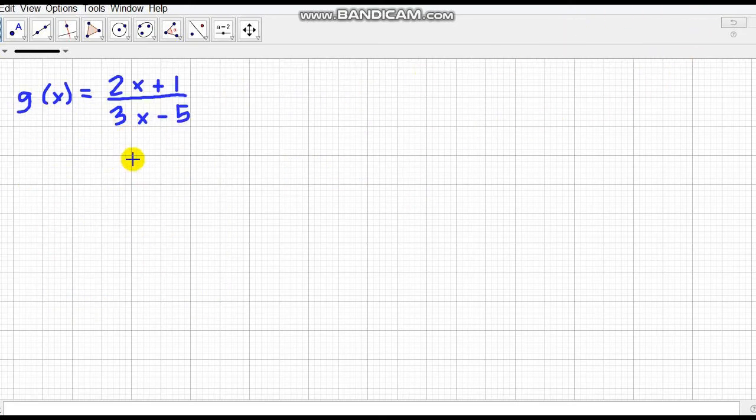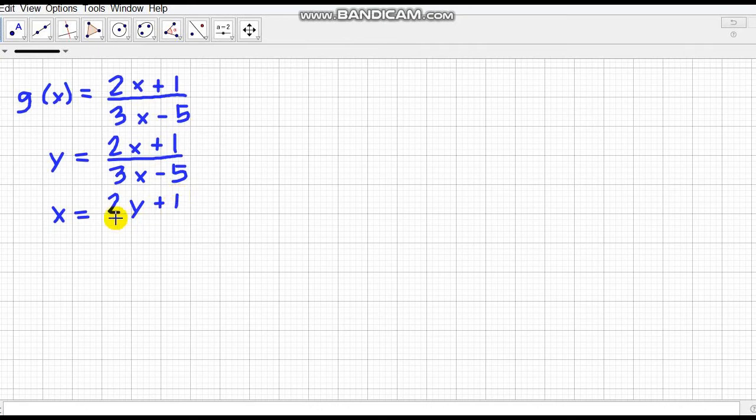Let's have another example. Let's have g of x is equal to 2x plus 1 all over 3x minus 5. So let's get the inverse of this rational function. First off, let's replace the g of x as y. So this is now y is equal to 2x plus 1 all over 3x minus 5. After that, let's replace x and y. So this now becomes x equals 2y plus 1 all over 3y minus 5.